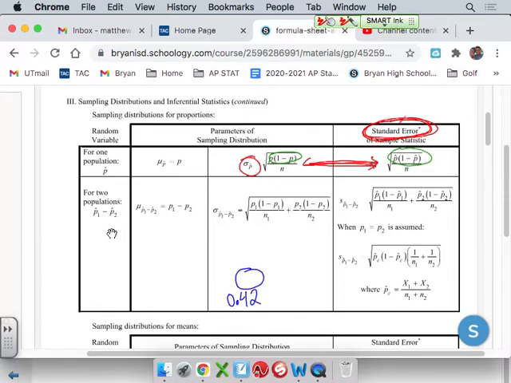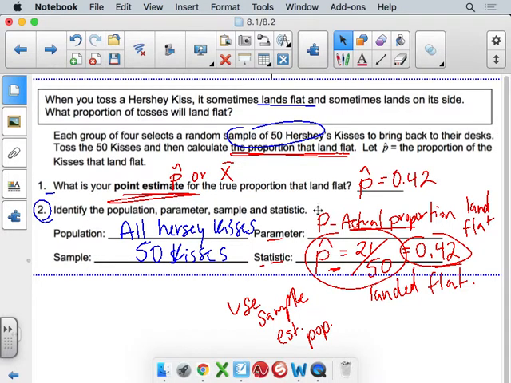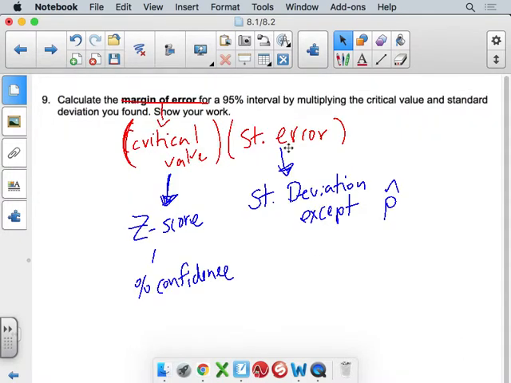So standard error, you use that when you don't know the p. Like in this case, if you remember, we have no idea what the true proportion of all the Hershey Kisses in the world is. All we know is the sample proportion. So it's just another word for standard deviation, except it's for p hats.